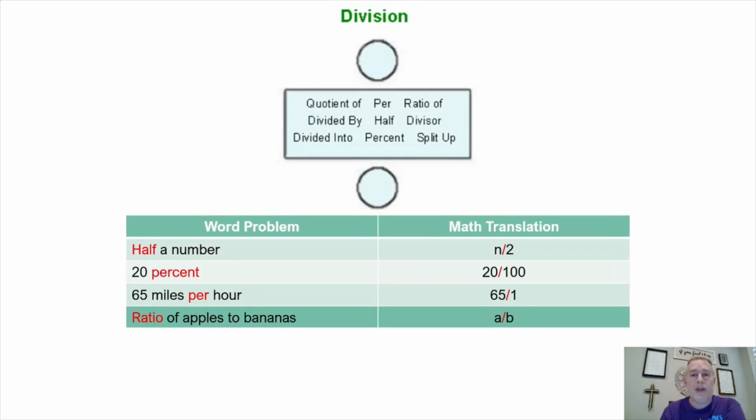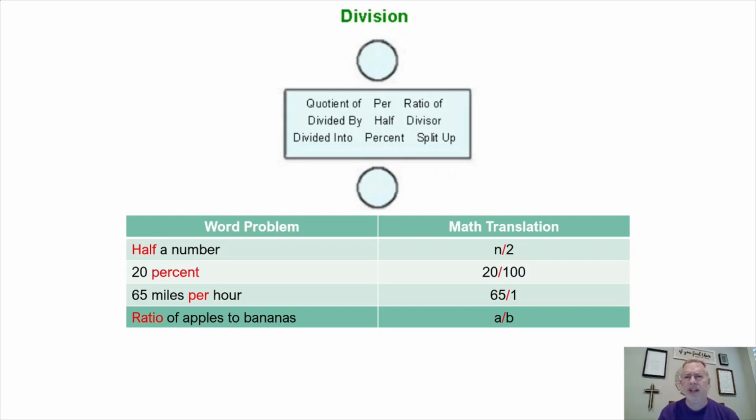Division. Usually we talk about a quotient or half. We split it up. It's a divisor. Divided into. My favorite word here, though, y'all, is per, P-E-R. When you see the word per, it's a division. We're setting up a fraction. Remember, a division bar is just a way to write a fraction. So if you see half a number, that's just a number divided by 2.